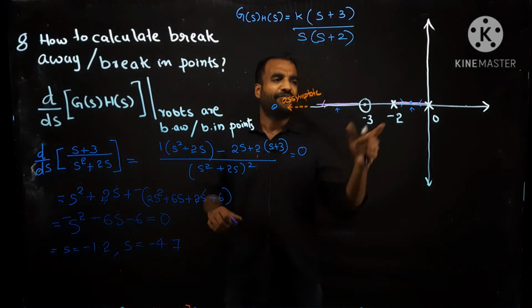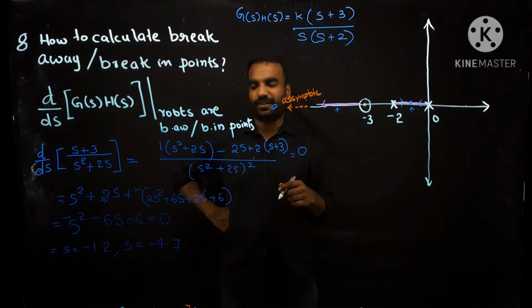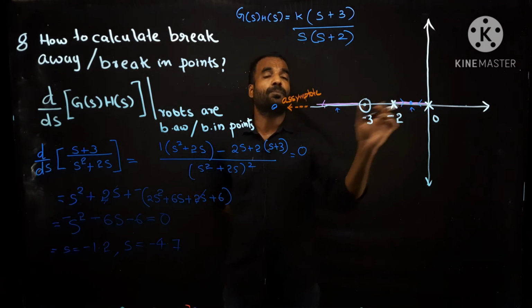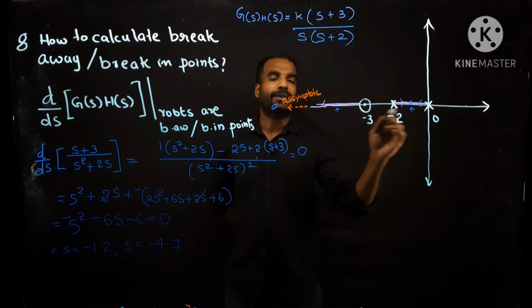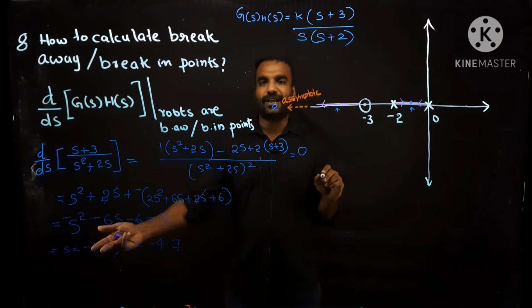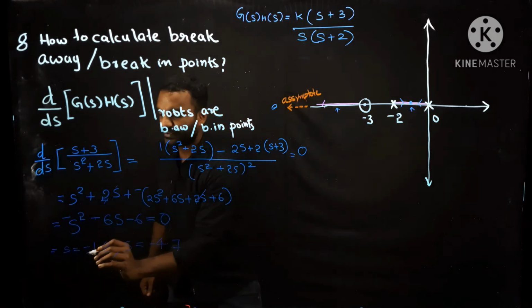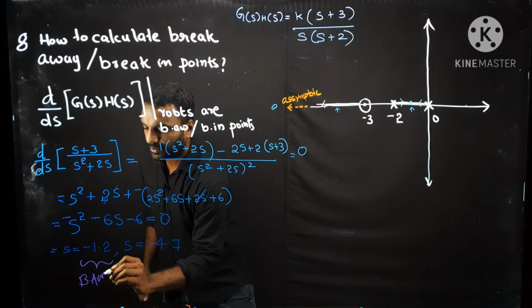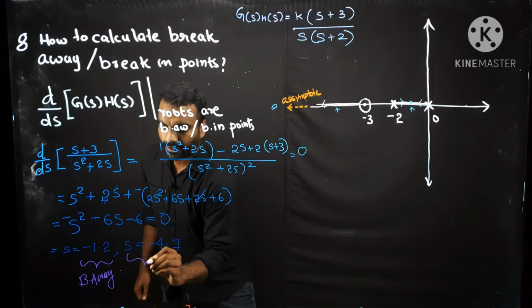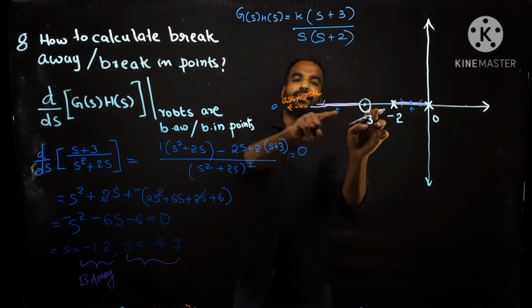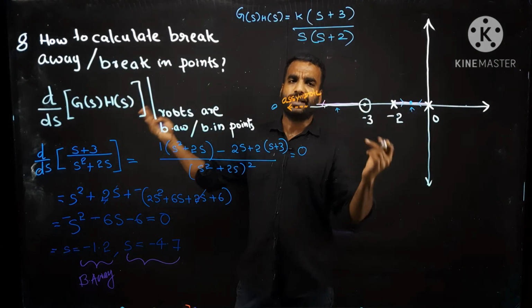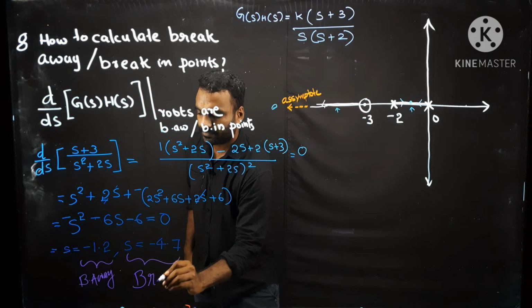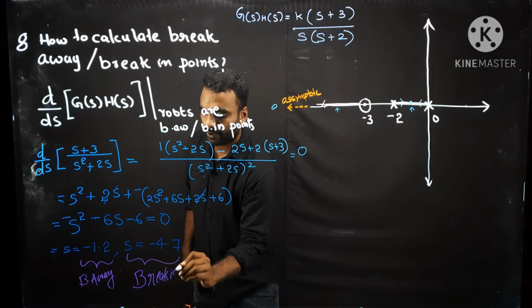Now tell me, which is the breakaway point and which is the break-in point? We know that the breakaway point will exist only between two poles. So in between 0 and minus 2 the breakaway point will come. Please check which is the value in between 0 and minus 2. It is minus 1.2. This is the breakaway point. And in between minus 3 and negative infinity, the break-in point will exist. Definitely it is minus 4.7. Break-in point.